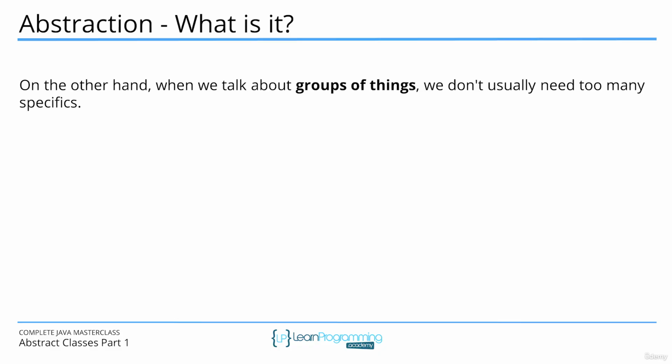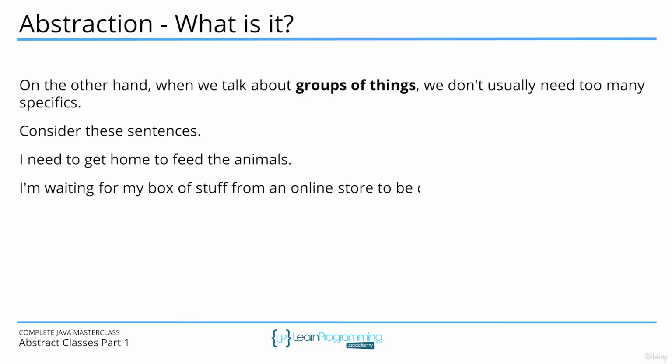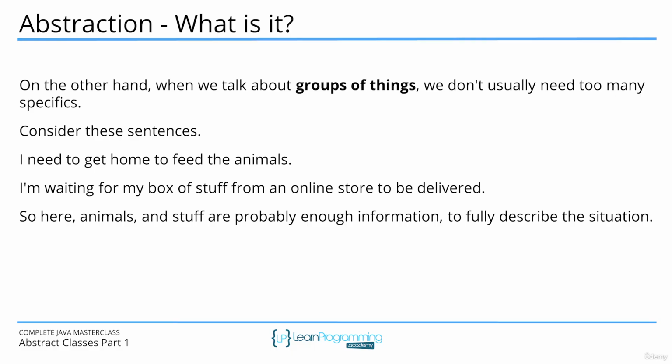On the other hand, when we talk about groups of things, we don't usually need too many specifics. Consider these sentences. I need to get home to feed the animals. I'm waiting for my box of stuff from an online store to be delivered. So here, animals and stuff are probably enough information to fully describe the situation.